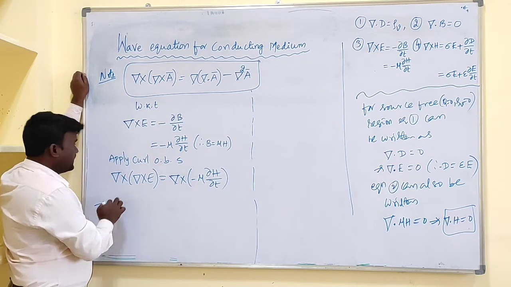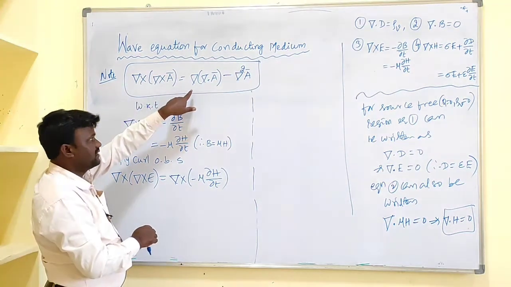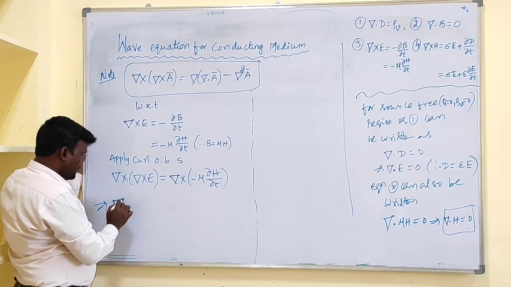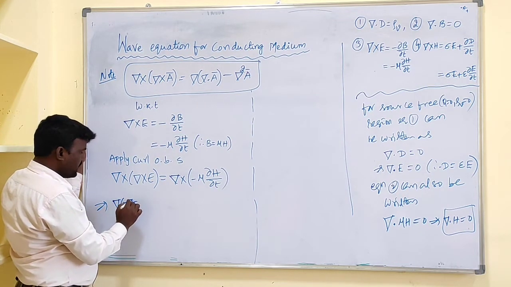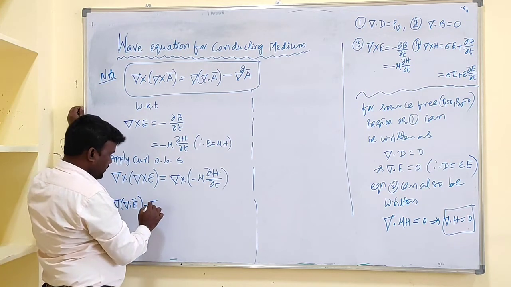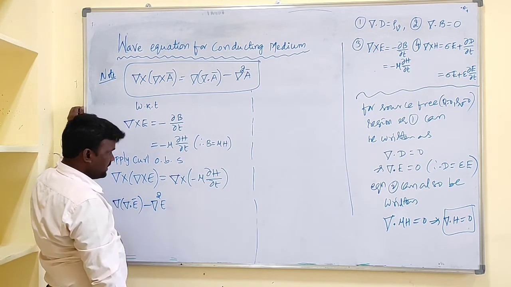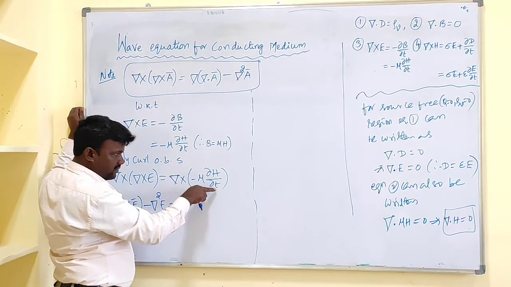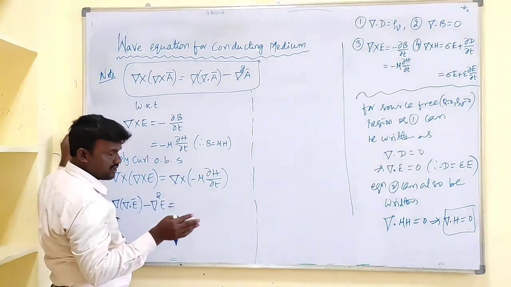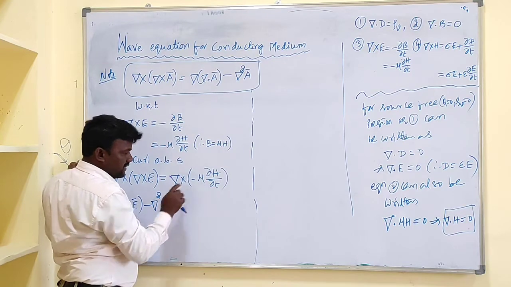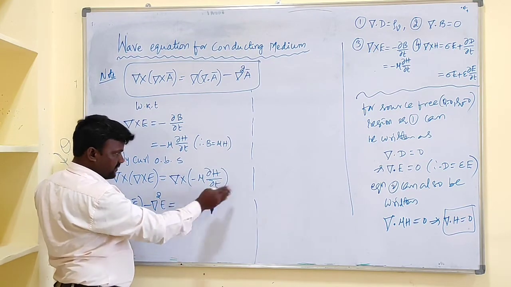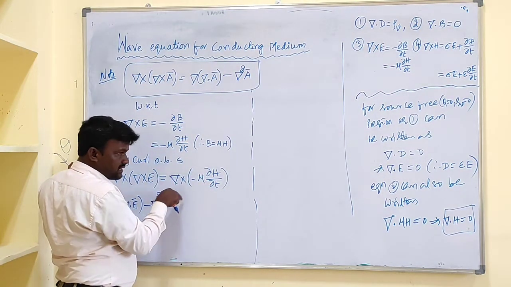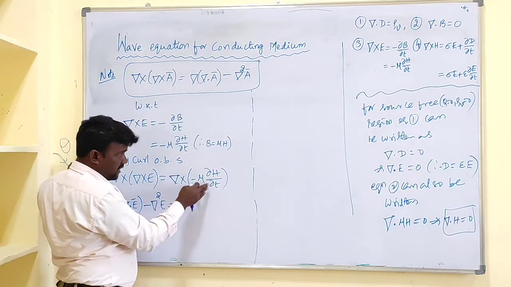Now the left hand side is in the form of the note, del cross del cross A. In the form of this formula, that equals del of del dot E minus del square E, replacing A with E. On the right side, we can interchange del and dou by dou t. Dou by dou t is the time variable, whereas del means dou by dou x, dou by dou y, dou by dou z, which are space variables. That's why we can interchange the order. That means first we can perform the del operation, or else differentiation.